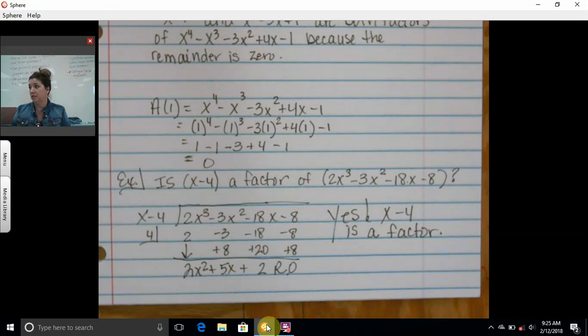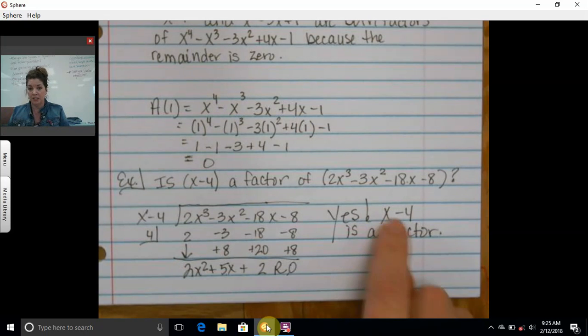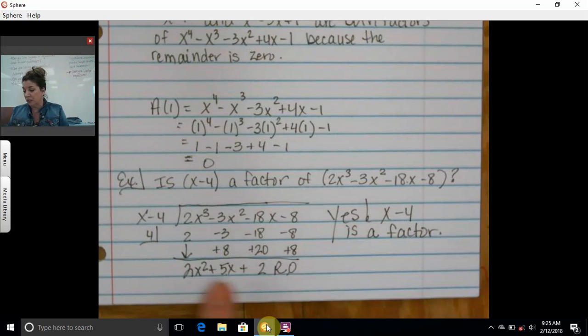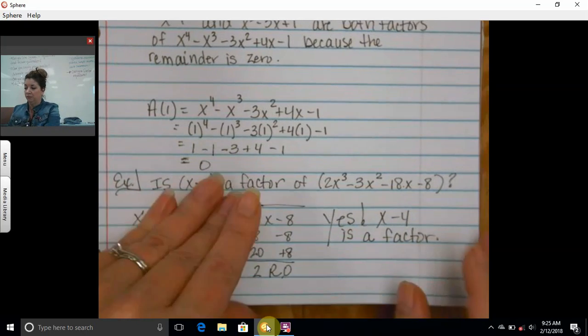Do we know how to factor this? No. But we did just find that x minus 4 is a factor. Okay? We know it's a factor. And 2x squared plus 5x plus 2 is a factor. Now, this factor is linear. It can't be factored any further. But this factor is a quadratic. Is it possible that we can factor that further? Okay, so let's do that on the next page.